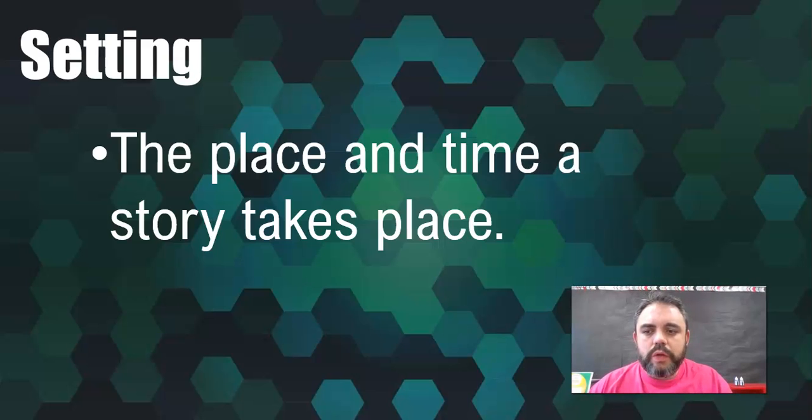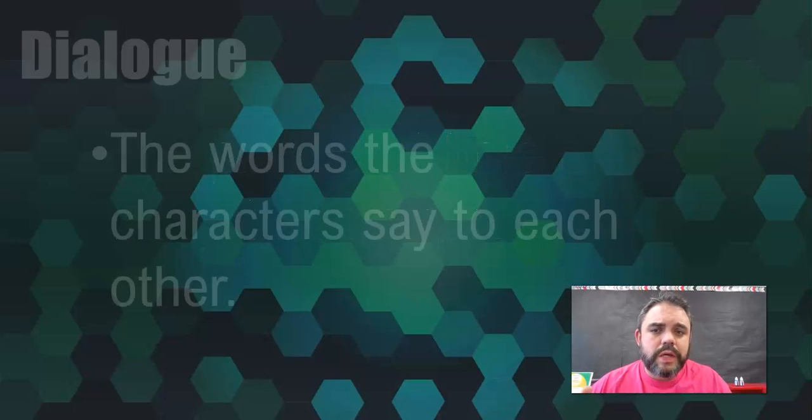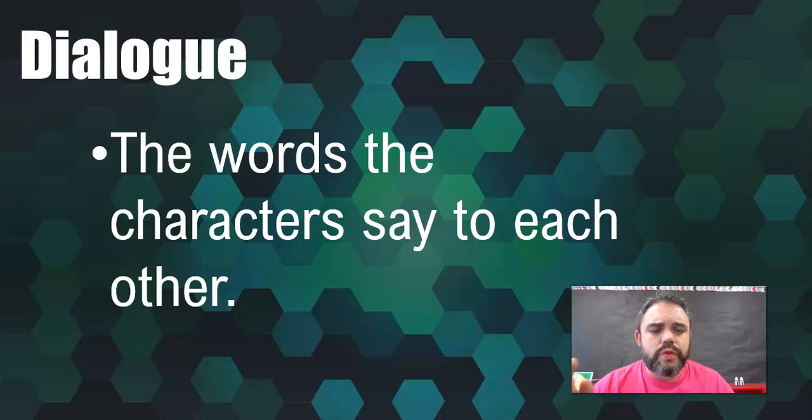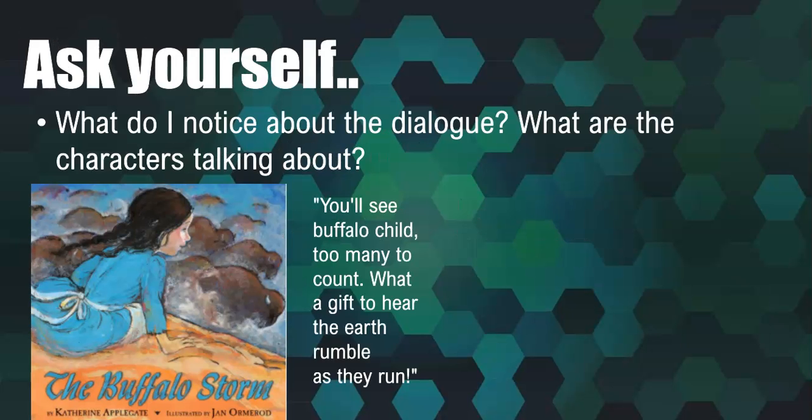We need to be able to know what the setting is. We also need to be able to define what dialogue is. Dialogue is the words the characters say to each other. So I want you guys to start practicing asking yourself a question when we read these historical fiction texts. I want you to ask, what do you notice about the dialogue? What are the characters talking about?